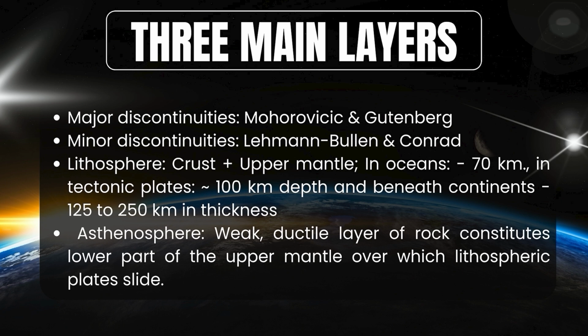Asthenosphere, a weak ductile layer of rock, constitutes the lower part of the upper mantle over which lithosphere plates slide.